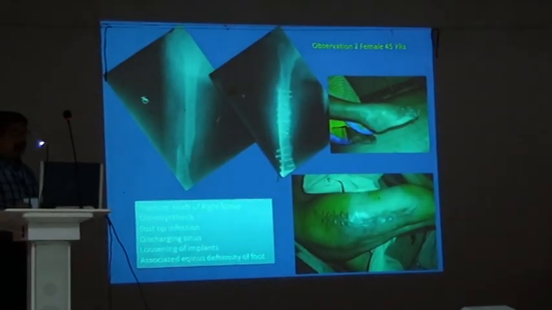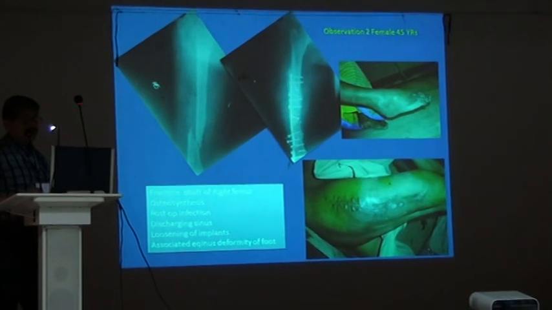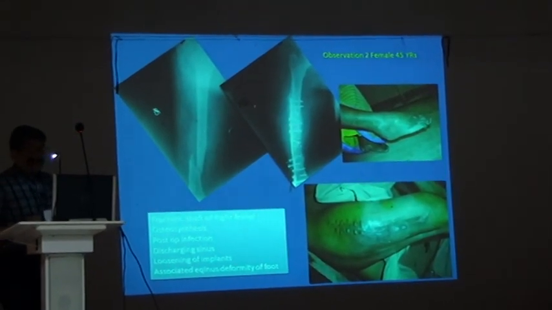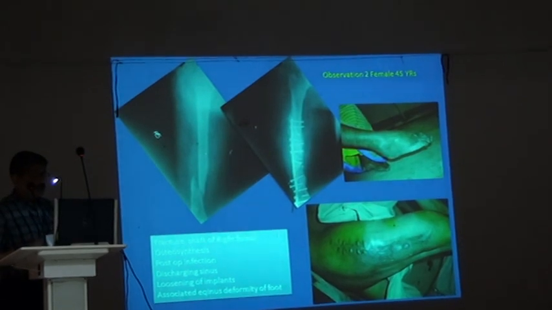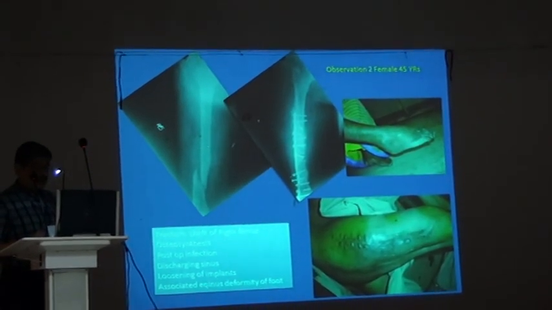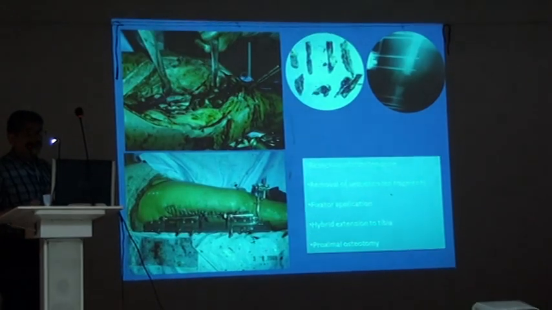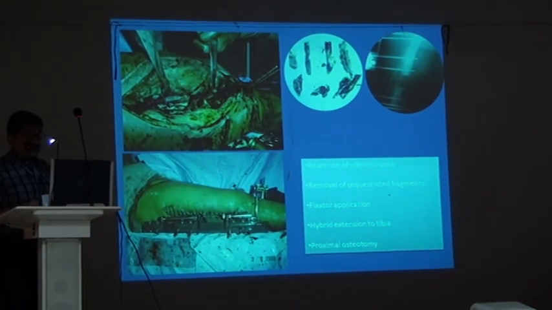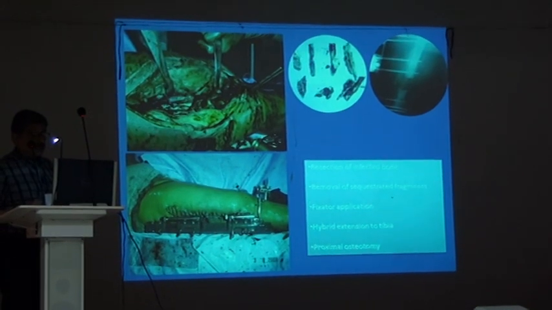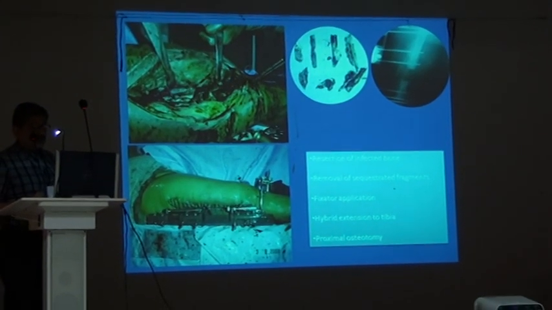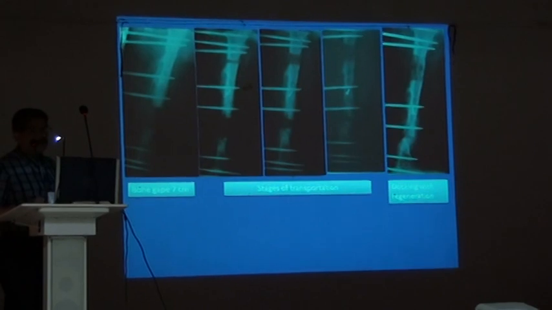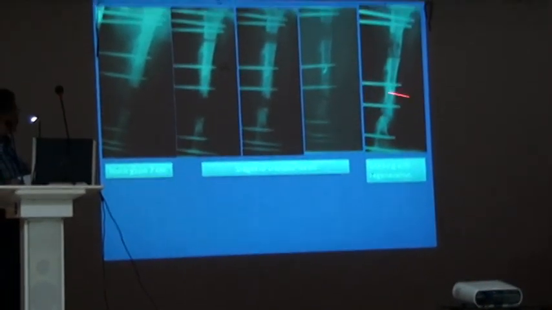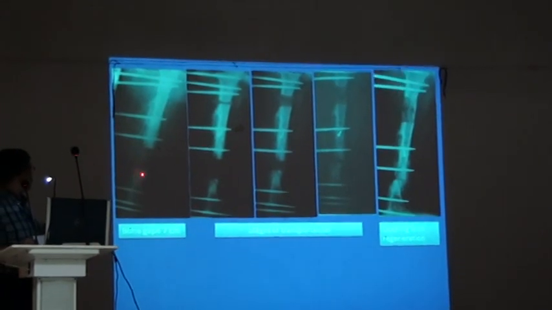This is another case of fracture shaft femur treated with plating, post-operative infection, discharging sinus, loosening of implants and associated deformity of the foot. We remove all the infected bone, fixator applied, and did a proximal osteotomy. In this case, we transported the segment downward. Here is the osteotomy and the gap.